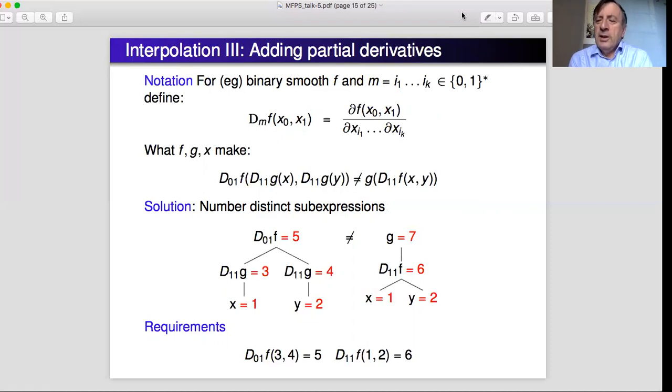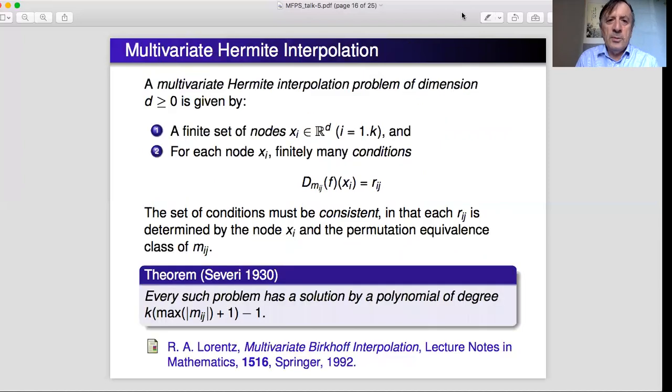So now we have to do interpolation, but with partial differentiation. And luckily, that is possible by a theorem of Severi in 1930, that any such problem is solvable by a polynomial. It's an amazing theorem. This is the multivariate case. The univariate case was done previously by Hermite. That's why it's called Hermite interpolation.